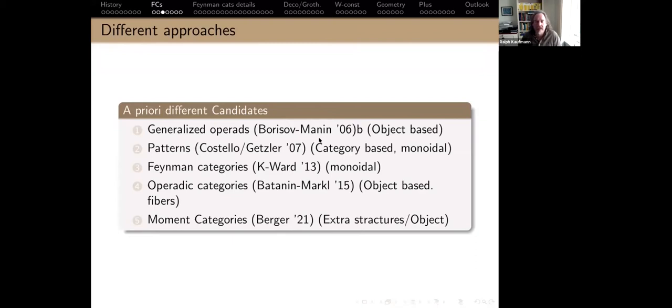So we're looking at monoidal categories and monoidal functors. Then basically trying to understand these generalized operads and what's going on there, and using a category monoidal functor based approach seemed to resolve some of the problems or complications that arise in paper one. And this is how Feynman categories were born. In 2015, Batanin and Markl wrote down their operadic categories, and I also call them object-based, and they replace monoidal by fibers.